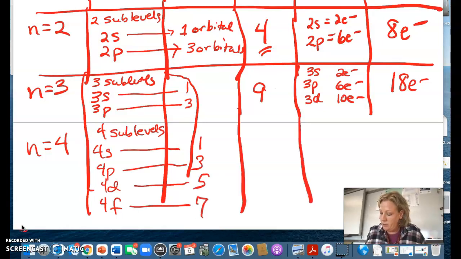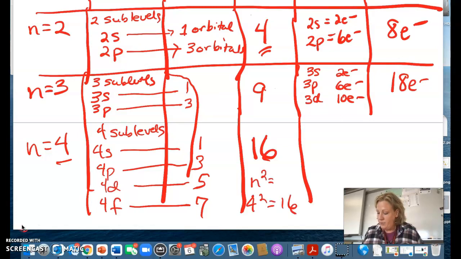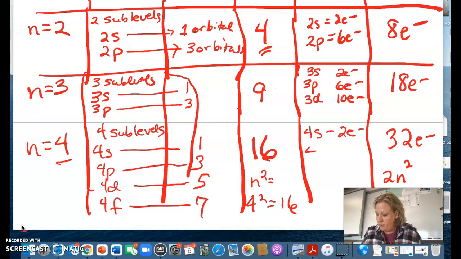That gives me a total of 16 orbitals if you add those together. You can also take n squared, which would be 4 squared, which gives me 16. So then we also know the maximum electrons would be that times 2, or 32. You could also do 2n squared. So for the electrons, in the 4s we can have 2 electrons, 4p 6, 4d 10, and 4f we can have 14. I hope that helps.